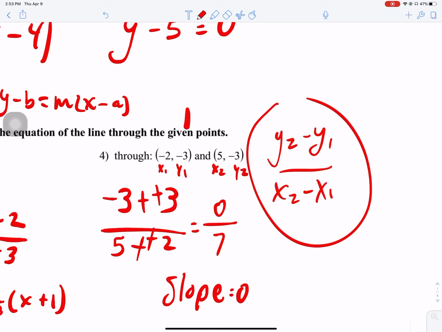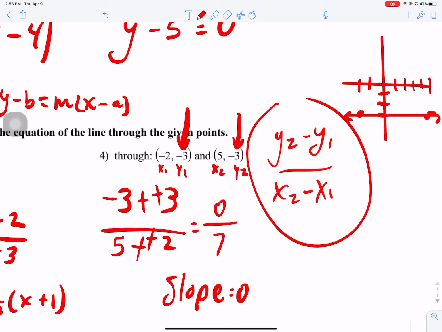But if you think carefully, look at this. Can you imagine if I had to plot that on a coordinate grid? Both the y values are at negative 3. So if I go negative 2, negative 3, or if I go 5, negative 3, I mean, look what I've made. I made a straight line. So that means the slope is 0.